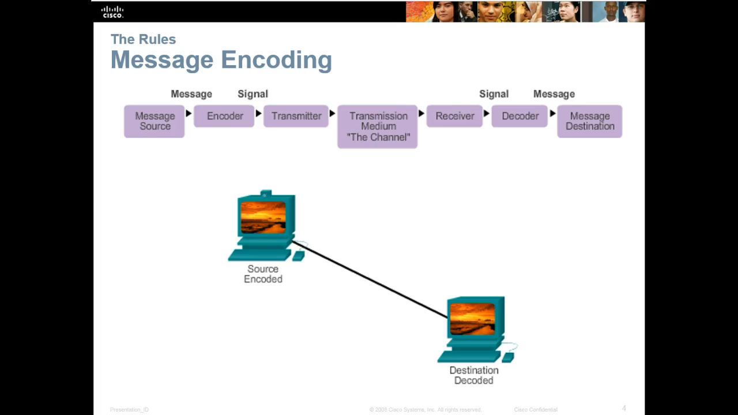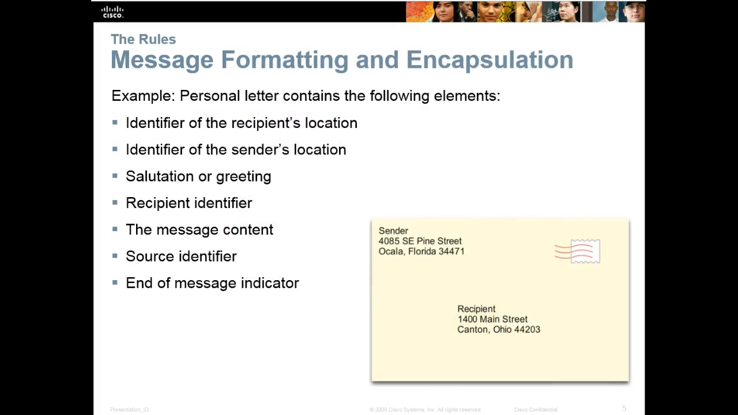We have a message source, we encode it, we transmit it over a medium. That medium might be cable or Wi-Fi or fiber. And then the receiving computer gets it, decodes the message, and interprets it in a computer application.